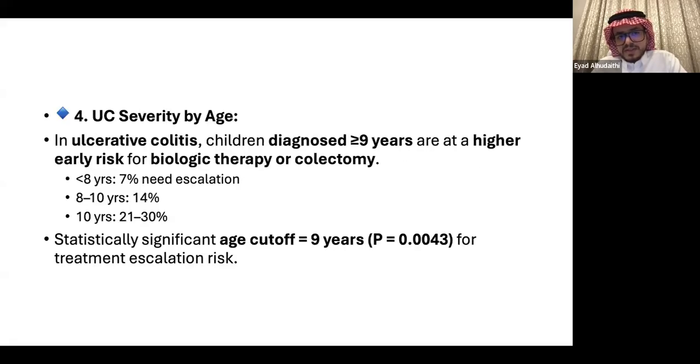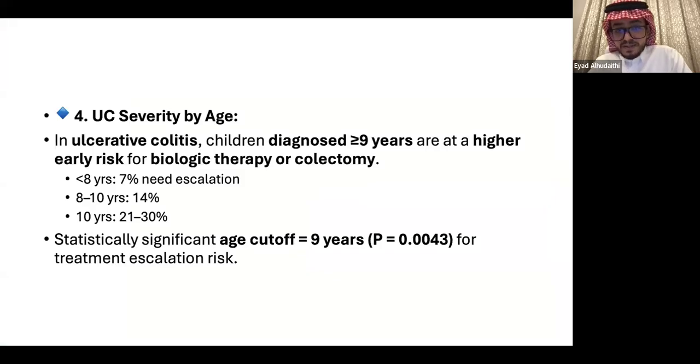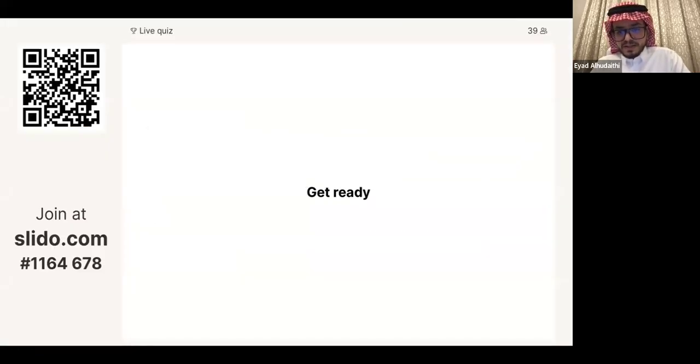Lastly, UC severity by age. In ulcerative colitis, children diagnosed at more than 9 years are at higher risk for biologic therapy or colectomy, while among those who are less than 8 years, only 7% need escalation of therapy. So it's a statistically significant age cutoff, the 9 years, for treatment escalation risk. So this is why they chose A1A and A1B. I hope we get through this confusing concept.